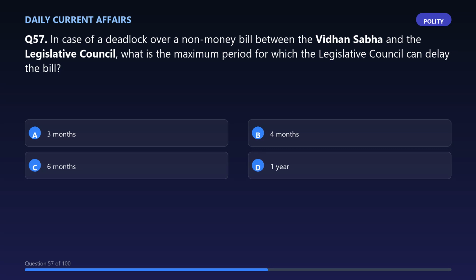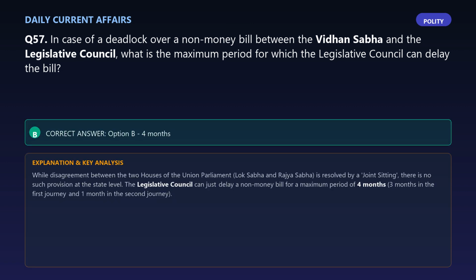Question 57. In case of a deadlock over a nominee bill between the Vidhan Sabha and the Legislative Council, what is the maximum period for which the Legislative Council can delay the bill? The correct answer is option B, 4 months. Explanation: while disagreement between the two houses of the Union Parliament, Lok Sabha and Rajya Sabha, is resolved by a joint sitting, there is no such provision at the state level. The Legislative Council can just delay a nominee bill for a maximum period of 4 months, 3 months in the first journey and 1 month in the second journey.